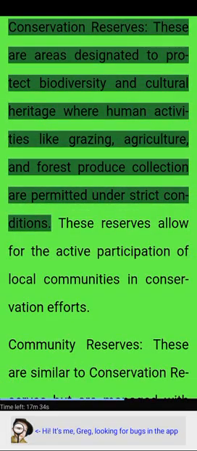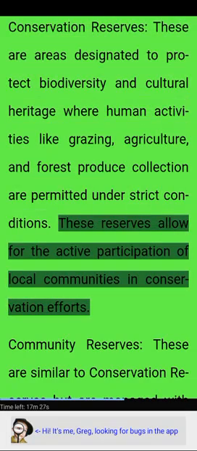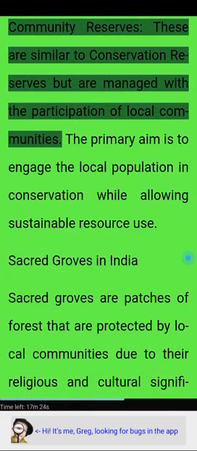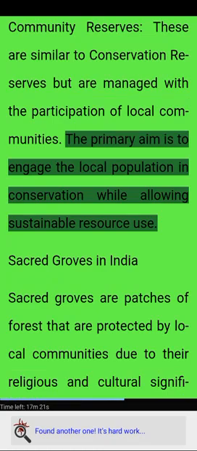Conservation reserves. These are areas designated to protect biodiversity and cultural heritage where human activities like grazing, agriculture, and forest produce collection are permitted under strict conditions. These reserves allow for the active participation of local communities in conservation efforts. Community reserves. These are similar to conservation reserves but are managed with the participation of local communities. The primary aim is to engage the local population in conservation while allowing sustainable resource use.